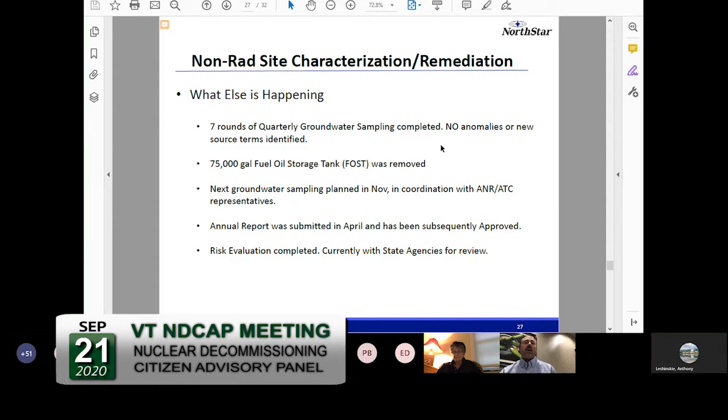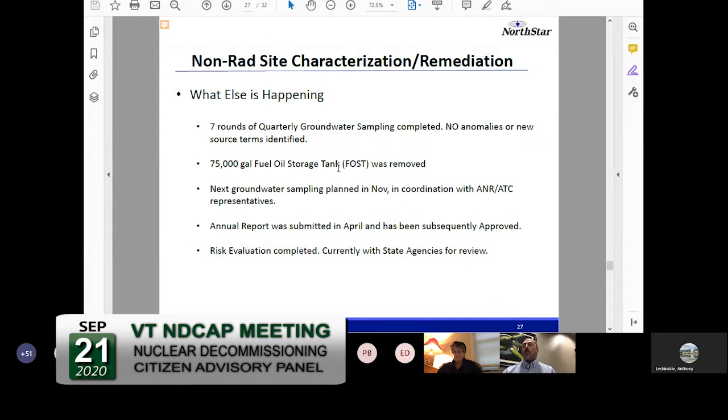We removed the 75,000 gallon fuel storage tank that was for the emergency systems for the plant that are no longer necessary. That tank resided just in front of the advanced off-gas structure that is being demolished. And our next groundwater sampling round is planned for November. We'll coordinate that with our state agency counterparts. Our annual report was submitted in April.